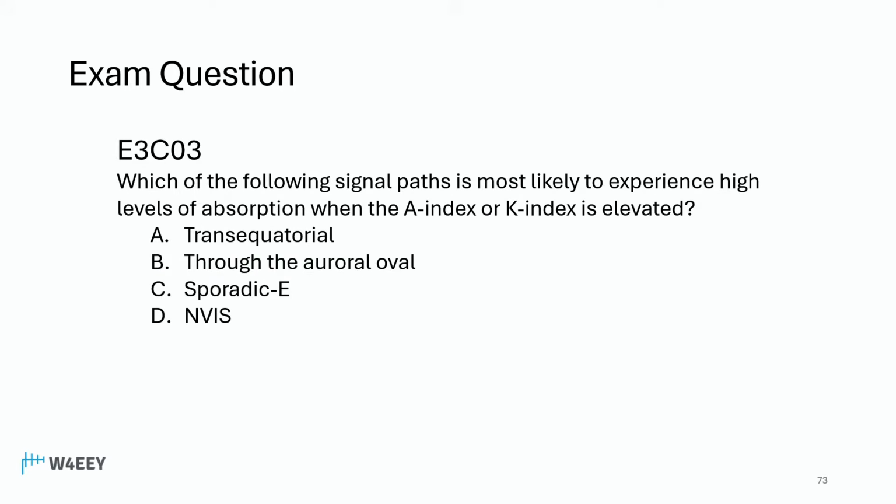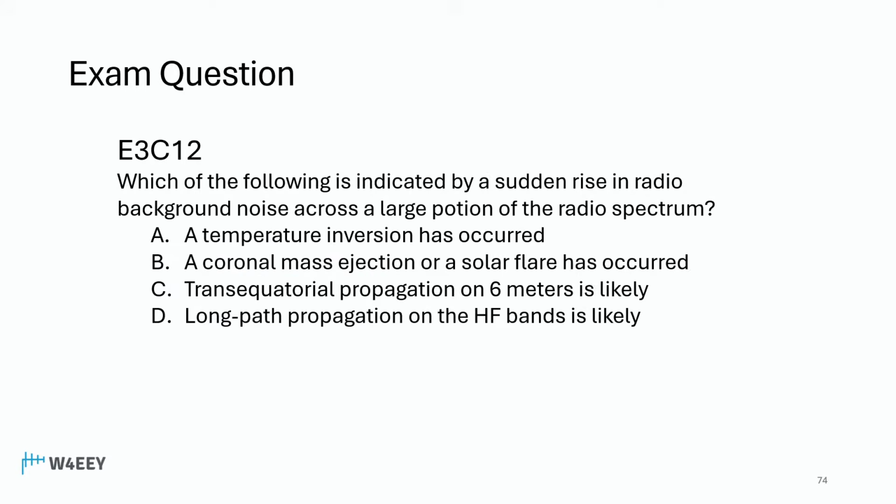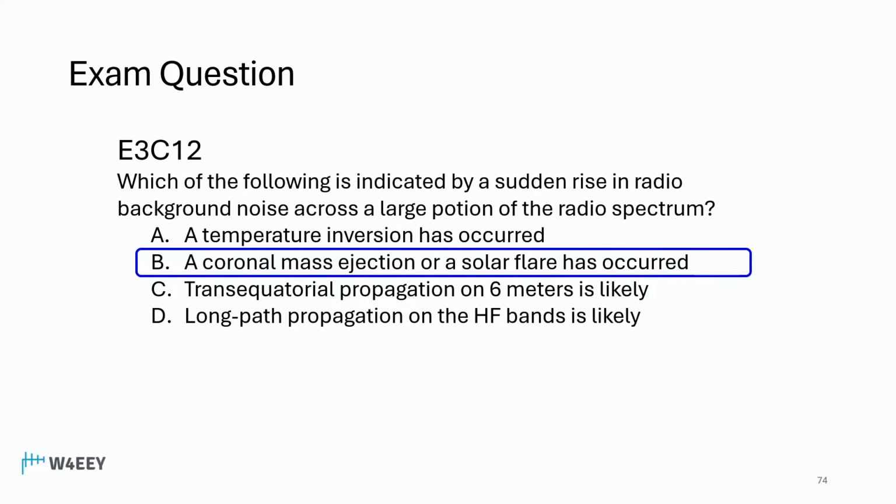Correct. Which of the following signal paths is most likely to experience high levels of absorption when the A or K index is elevated? Bravo, through the auroral oval or over the poles. Which of the following is indicated by a sudden rise in radio background noise across a large portion of the radio spectrum? It is Bravo.